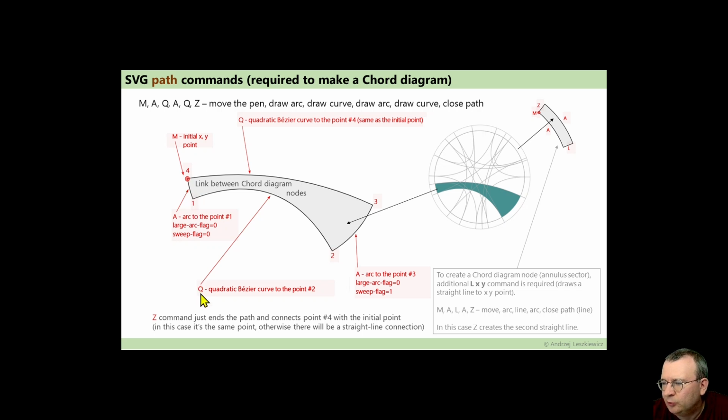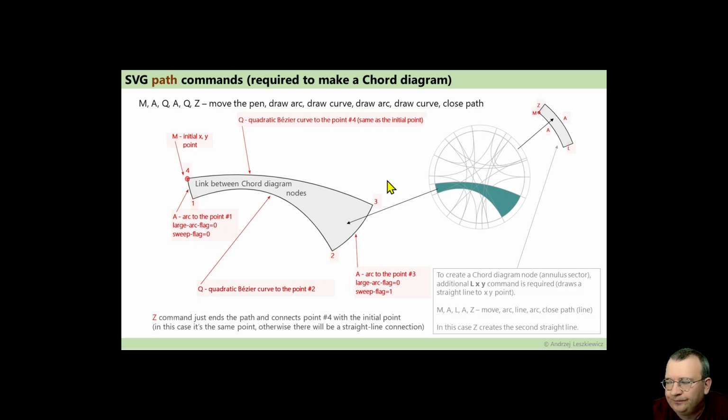Then we use the Q command to draw a quadratic Bezier curve to point number 2. Then we use one more A command to draw one more arc to point number 3. Then we use one more Q command to draw the final curve to point 4, which is in this case the same as our initial point. And the Z command just closes the path and joins the initial point with the final point. In this case, it's the same point.